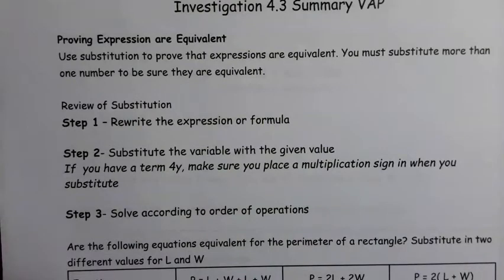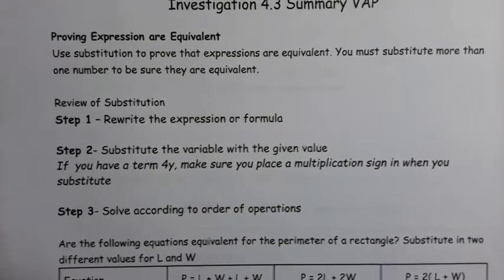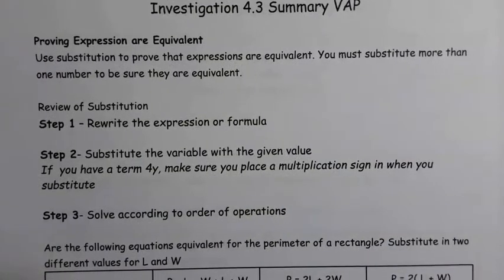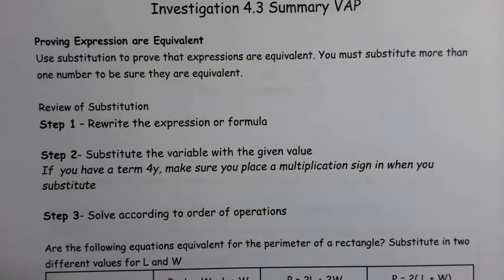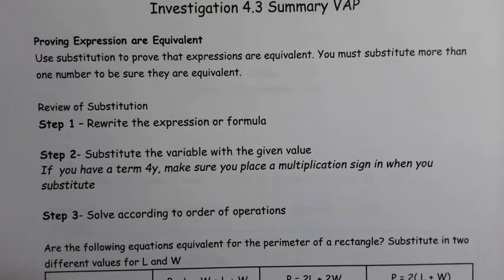So, how do you check, once you've combined like terms, to prove that your expressions are equivalent? Well, one way is to use substitution. And we use substitution, again, to prove that expressions are equivalent. You must substitute more than one number to make sure they're equivalent. In other words, don't just say, oh, okay, we're going to choose 3 for X. You have to do it twice just in case, because sometimes they show that they're equivalent and they're not.